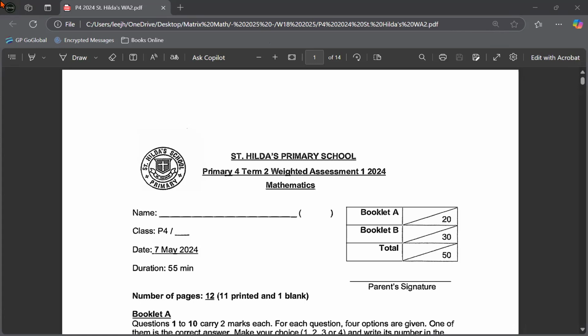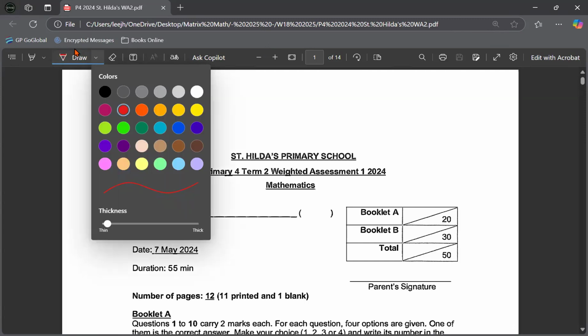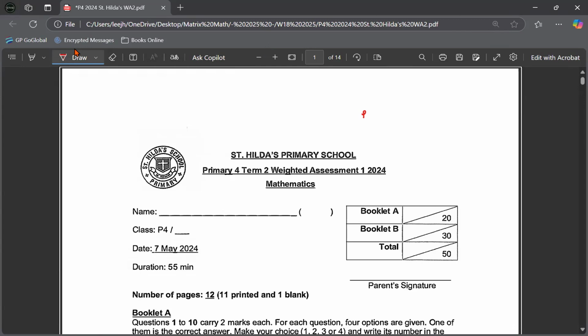P4 exam paper practice review. So this one is from St. Hilda's Primary School, 2024 weighted assessment 2. I mean weighted assessment 1 for term 2. So this one we actually did it for the P4 week 18 for our center. So let me just write down so that you know. This is for P4 week 18 2025 for matrix math exam practice.